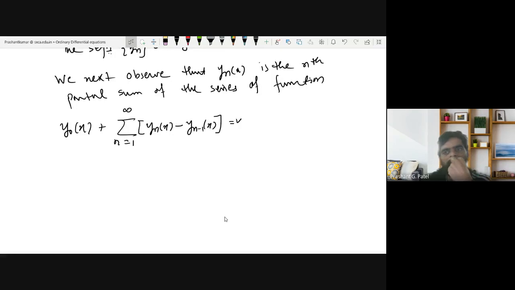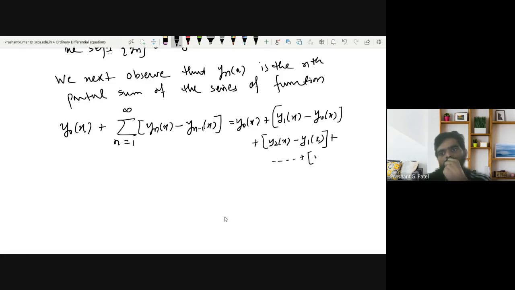It is ultimately y of 0 plus y1 of x minus y0 of x, plus y2 of x minus y1 of x, plus so on, y_n of x minus y_{n-1} of x and so on. So you can just observe that this y0 will cancel out. So ultimately this y_n is the partial sum of this series.